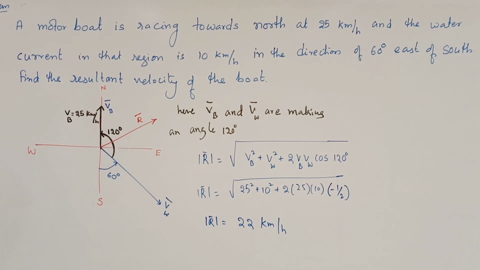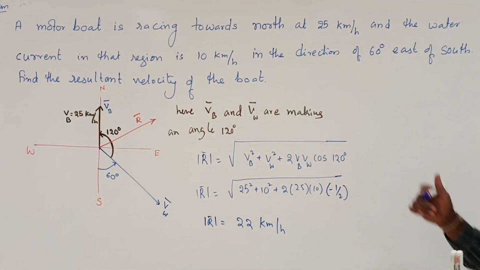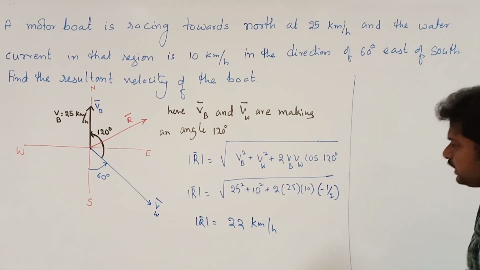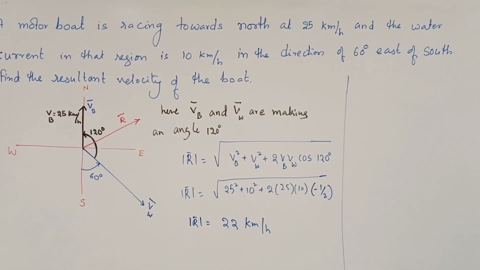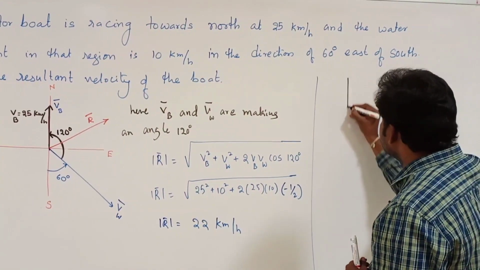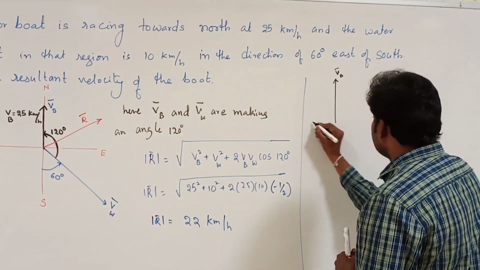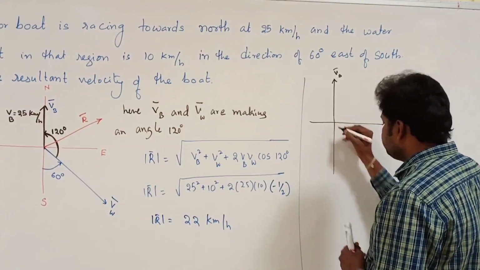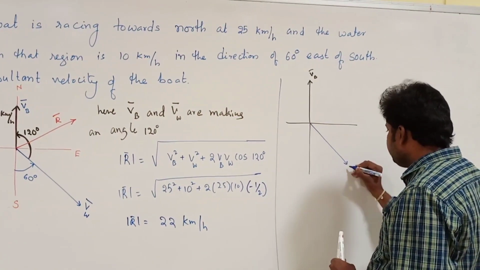Now, how to find the direction? Let's categorize again into components. Same problem, we will go with the components method, and you also confirm whether the resultant magnitude is correct or not. See, this is the VB vector and this is the VW vector.